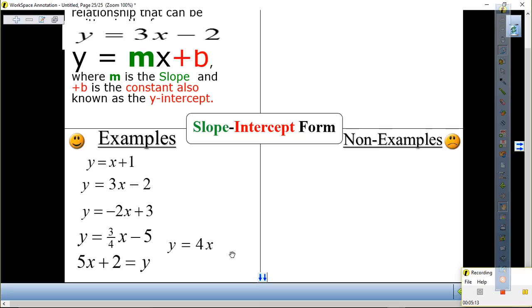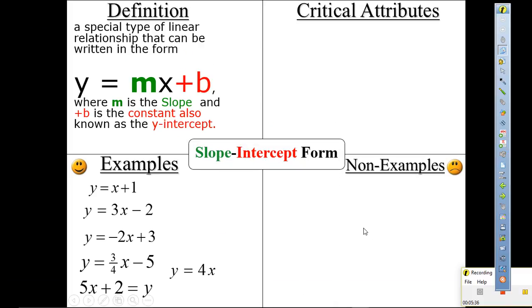Do you see anything here? Therefore, my y-intercept is 0. That is correct. If there's nothing there, it's 0. Copy that, please. And as you're copying that, I'm going to give you some non-examples.